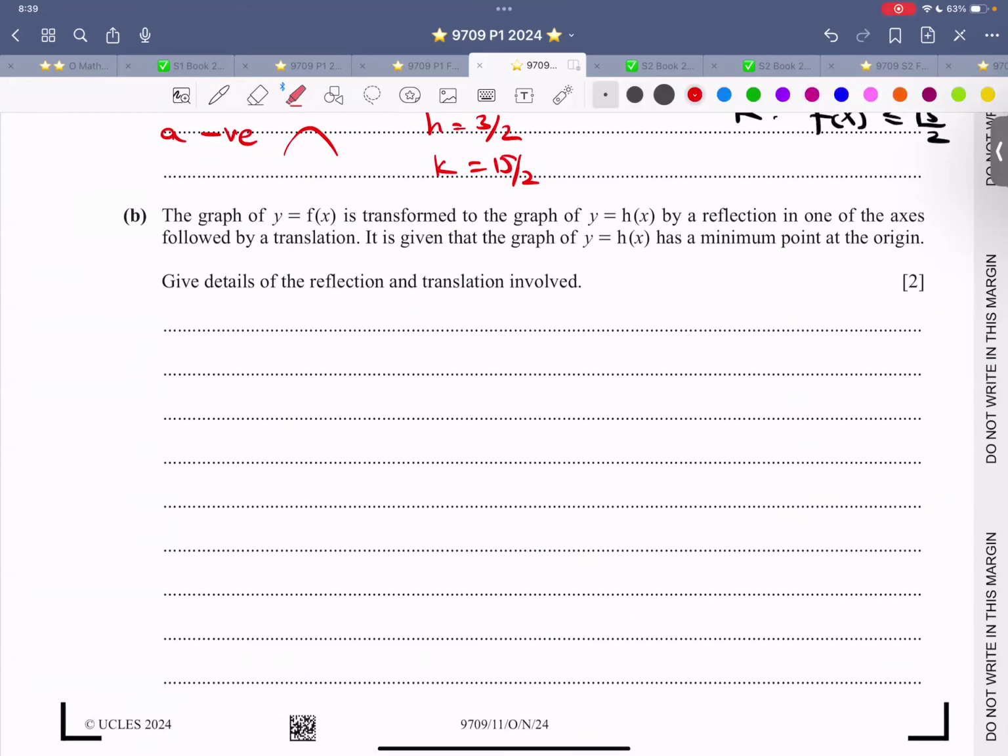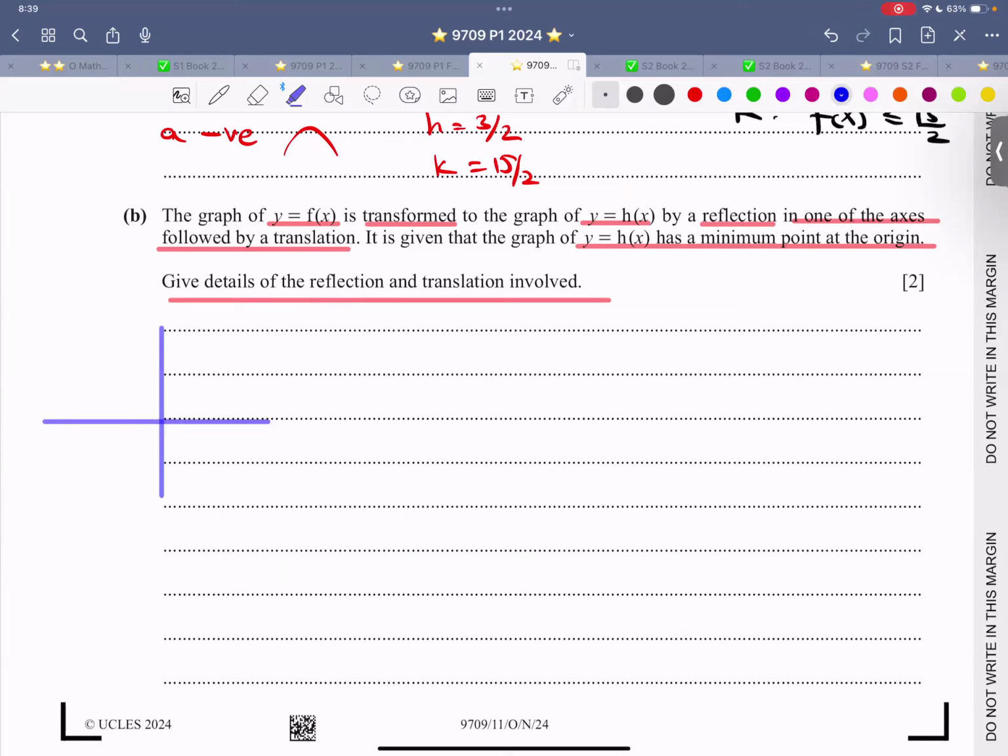Now it says the graph of y equals f(x) is transformed to the graph of y equals h(x) by a reflection in one of the axes followed by a translation. So first a reflection, then a translation. It has a minimum point at the origin. Give details of the reflection and the translation involved. So now think about it. What is happening? Let me draw it so that you have a pretty good idea what has happened.